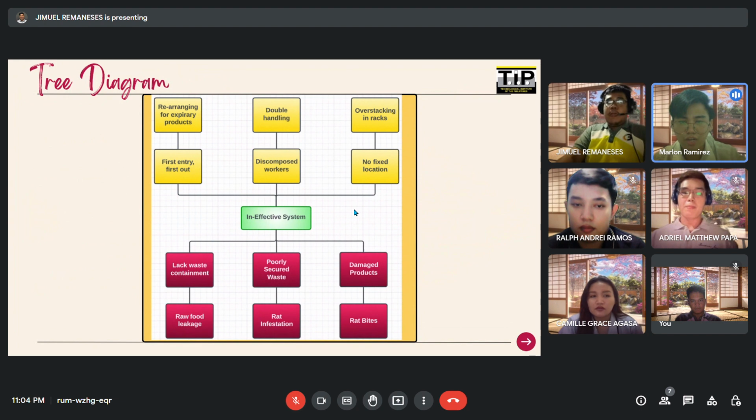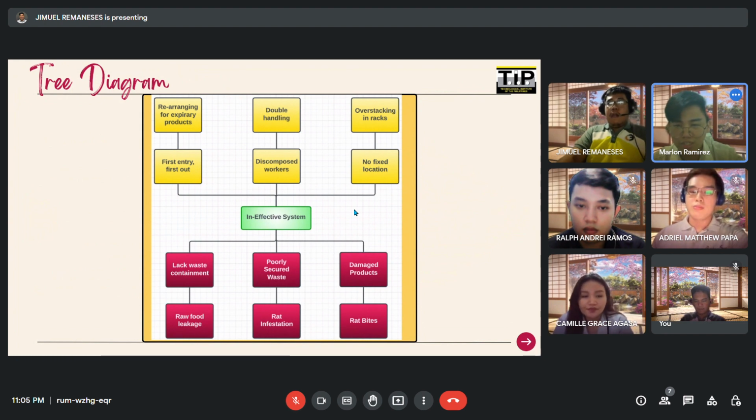The tree diagram shows why the system is ineffective, along with the multiple branches of the diagram. It explains why the receiving and disposal are ineffective. For receiving, in every delivery, the worker needs to find a rack to store in any available space. Then, if they remember, they will rearrange according to expiry date, which leads to double handling of the product. With the disposal, they also have a lack of waste containment, attracting pests outside the facility area, and over the amount of time stored, the pests gather, causing an infestation.